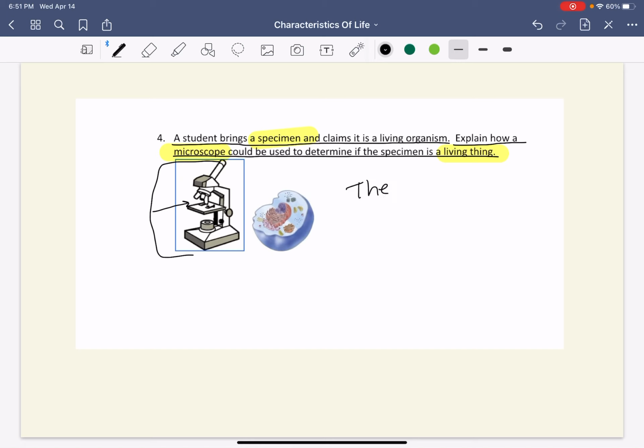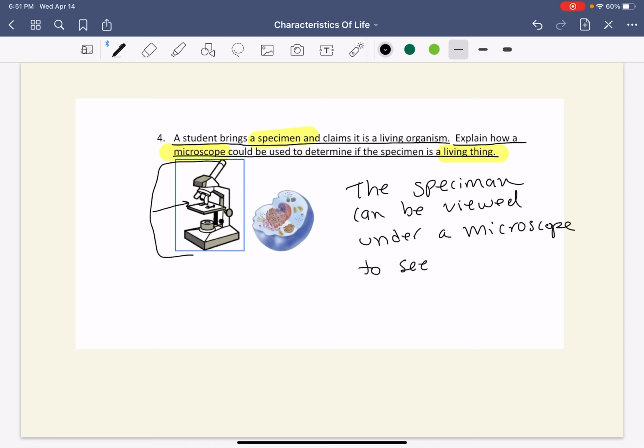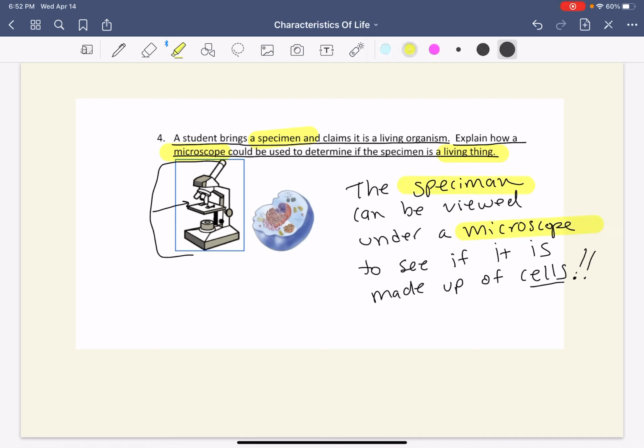So the specimen can be viewed under a microscope to see if it is made up of cells. And you will get your wonderful point for that wonderful answer. So we have specimen, we have microscope, and we are giving our answer here. And you will get your point, your +1 for answering this question correctly.